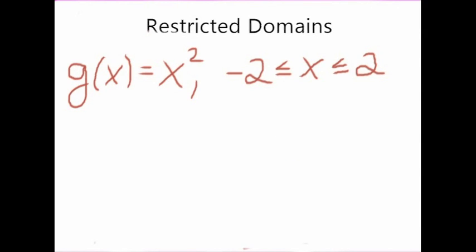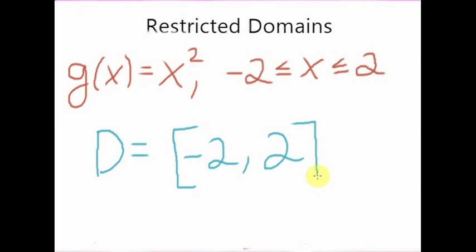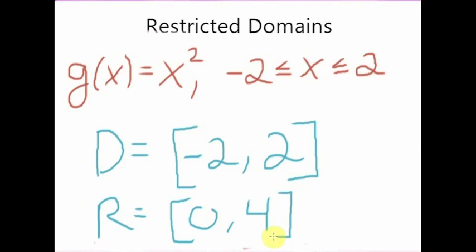We can also write restricted domains of functions. Here we have g of x, which is equal to x squared. We can restrict it by writing negative 2 is less than or equal to x, which is less than or equal to 2. The restricted domain of this graph is now negative 2 to 2. We write this with hard brackets because both of these points are still included in the graph. The new range is now 0 to 4.